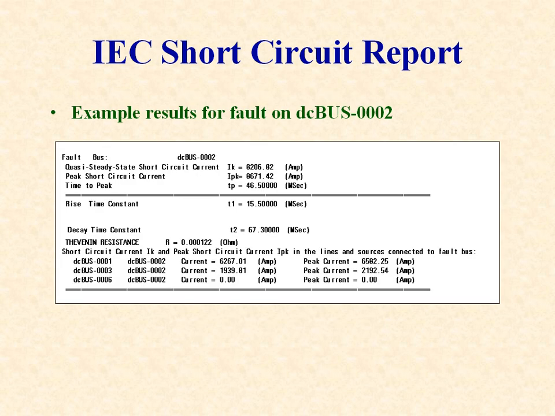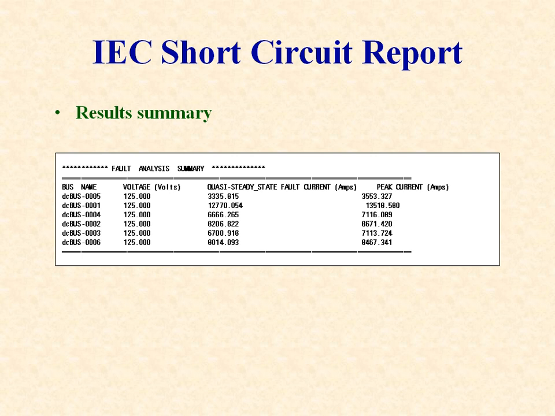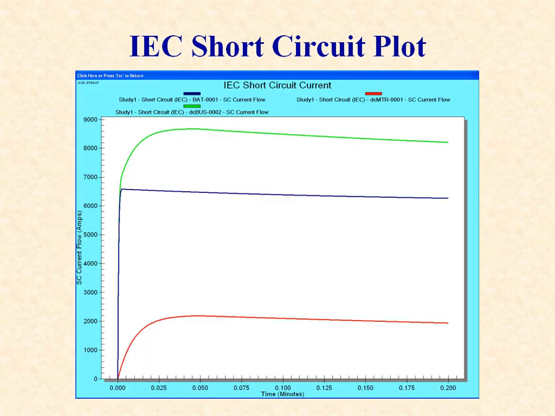The results of a short circuit study are given in a report. This is an example of the results for a fault in one specific bus using the IEC methodology. A summary showing the peak current for each bus is provided at the end of the short circuit report. The results of a short circuit study can again be plotted. This example shows the total current available for a fault on DC bus 2 and the two contributing sources.